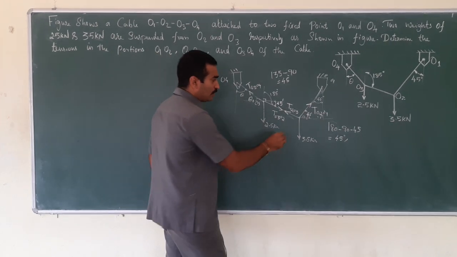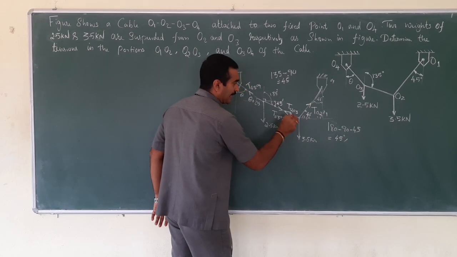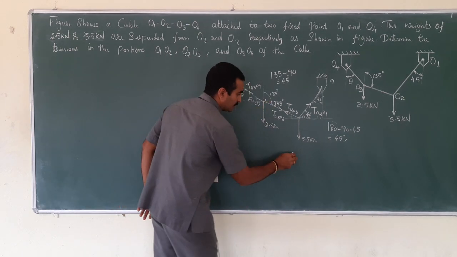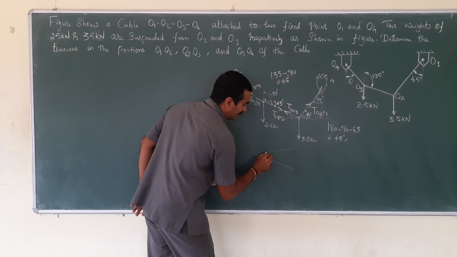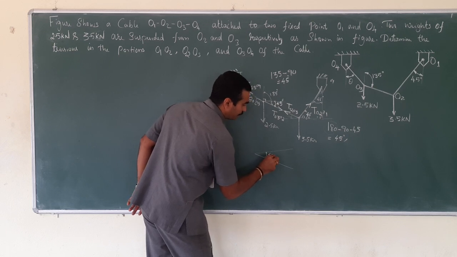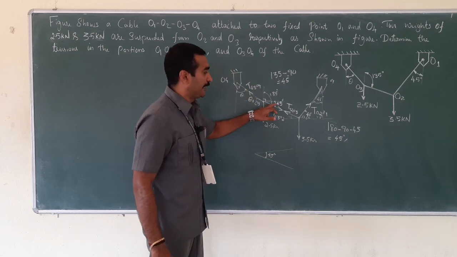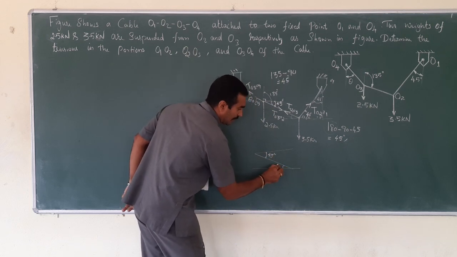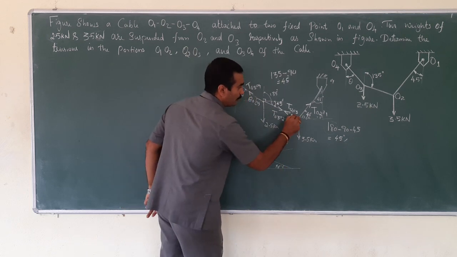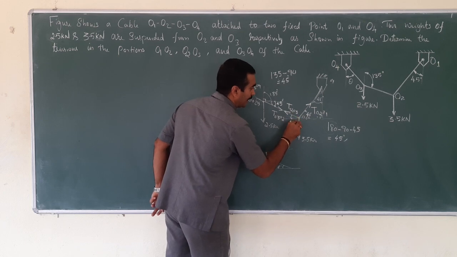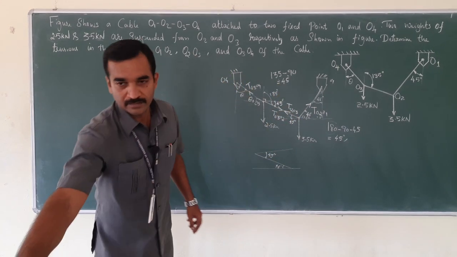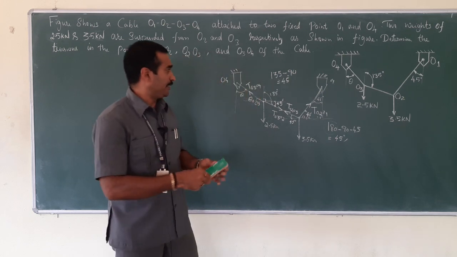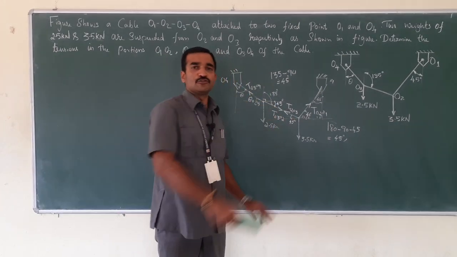Got it? And what about this angle? What about this angle? If you consider this, this is of 45 degree. This is of 45 degree. If I draw a parallel line to this, the opposite angles are equal, so this could be of 45 degree. Got it? So, now it may confuse you, right?